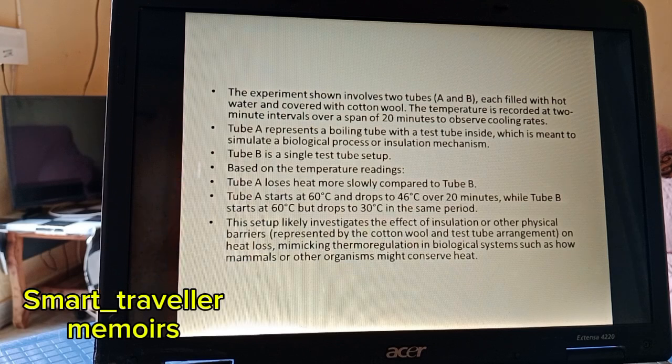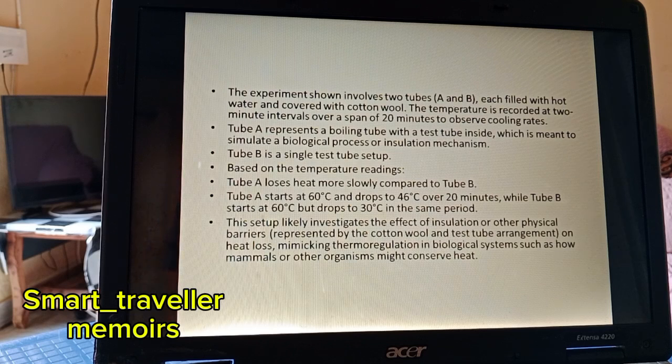The experiment shows two tubes, A and B, each filled with hot water and covered with cotton wool. The temperature is recorded at 2-minute intervals over a span of 20 minutes to observe cooling rates. Tube A represents a boiling tube with a test tube inside, which is meant to simulate a biological process or insulation mechanism. Tube B is a single test tube setup.